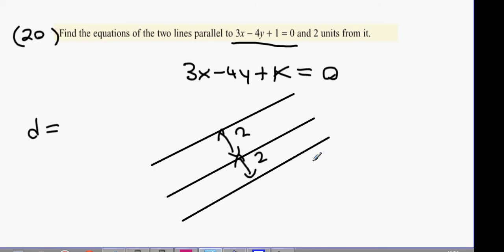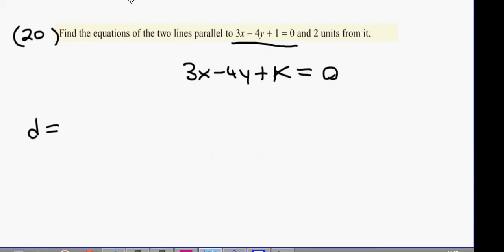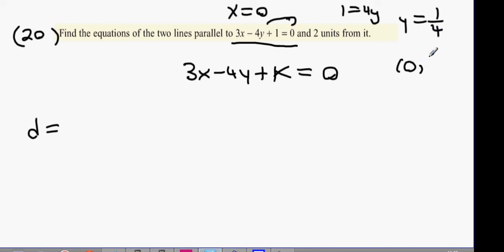The equation we're dealing with always requires us to know the point. So we need to find a point on the middle line. So how do you find a point that's on a line? Make one of them equal 0. Let x equal 0. Then the 4y moves over to the other side. 1 equals 4y. Y equals a quarter. So 0, a quarter is the point on my line.